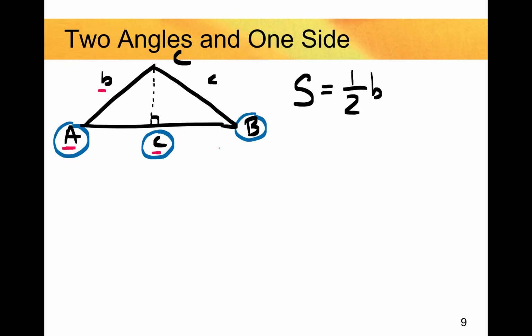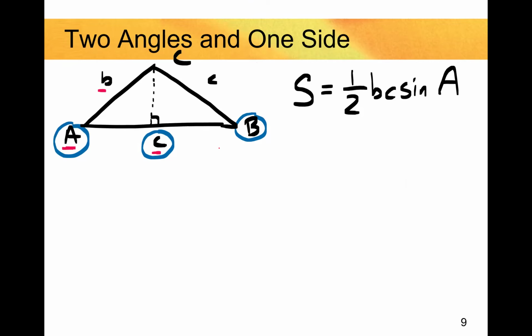This is my previous formula. I know I've seen this one before: 1/2 b times c sine of a. Question is this: can you replace little b with only the stuff that we know? Notice we know A. We have C as well, right? So we keep C.